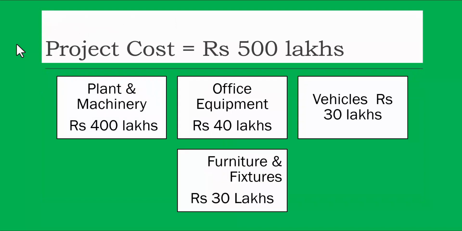When you start a project, you should know how much you are going to spend. Okay, what will it cost to start the project? So in this case, the project cost was 500 lakhs. Okay, plant and machinery 400 lakhs means 4 crores. Office equipment 40 lakhs. Vehicles 30 lakhs. Maybe a car or maybe a kind of a four wheeler which will help me to do business. Okay, furniture and fixture 30 lakhs. So in a very simplified manner, the cost of the project is 500 lakhs.